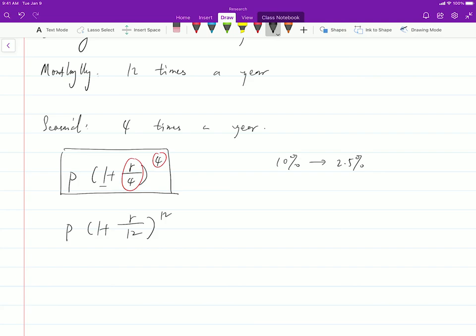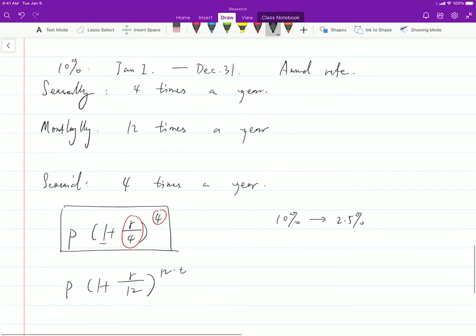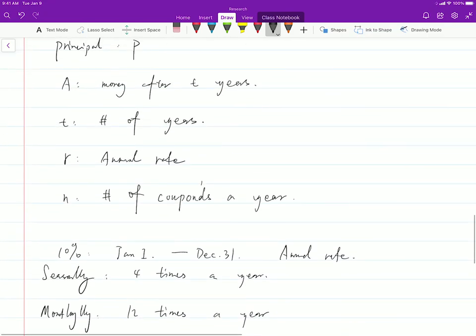What about 2 years? 24 times. 3 years? 36 times. 3 years and a half, you can calculate how many months you have. So basically, what you need to do is just take 12 times the number of years, if you use anything other than annually. Okay, so that's the final setup.